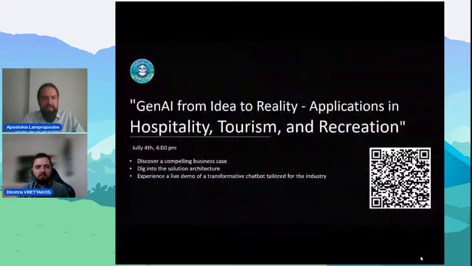So before we conclude, let's move to the next topic, which is our next event. As we said in the beginning, today is our first event of the series of events regarding GenAI from idea to reality. And we're going to be having, before summer, one more event regarding hospitality, tourism, and recreation. This will be held on the 4th of July. And we're going to be talking about a compelling business use case. We're going to dig into the solution architecture and have a live demo of a very transformative chatbot tailored for this industry.